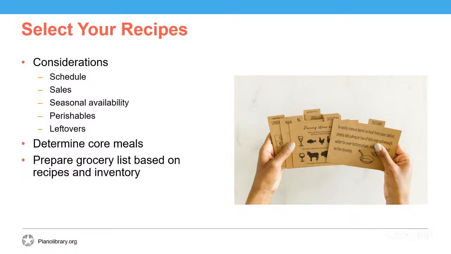You'll develop a rotation of core recipes, dishes that you frequently make and like to eat. Knowing that you are likely to eat these recipes often means you can buy larger quantities of their non-perishable ingredients and meal prep key parts of the recipe to freeze.